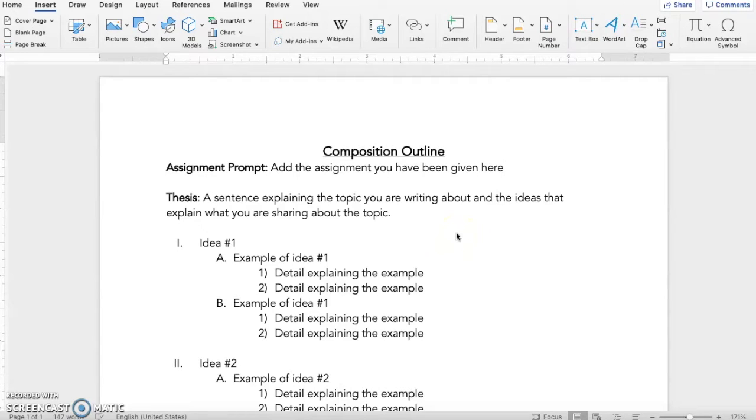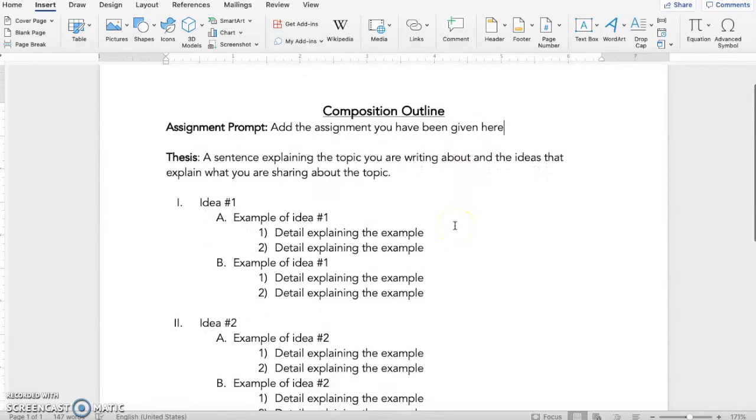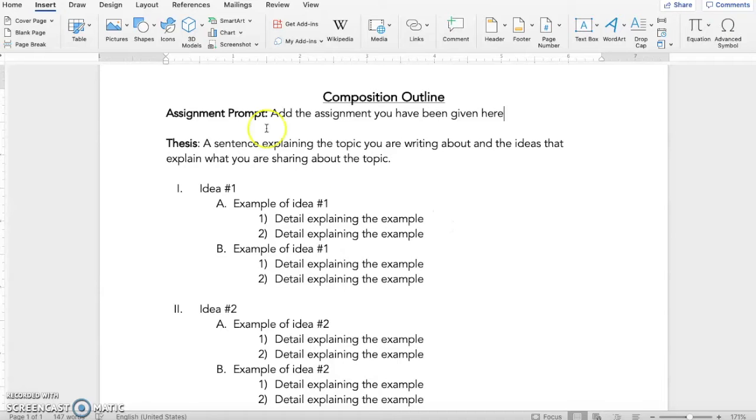Hi there, my name is Miss Murphy and I wanted to give you a bit of a rundown on how to use an outline when writing an essay or any kind of composition. So for this outline, you can see here that I have my assignment prompt.